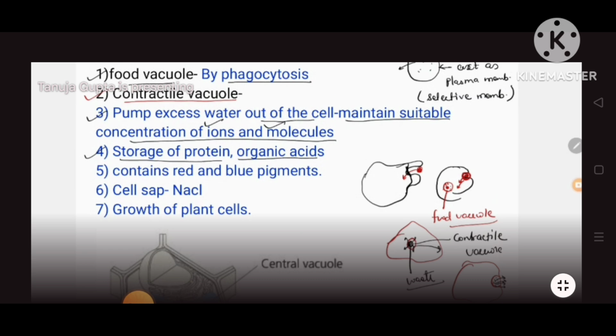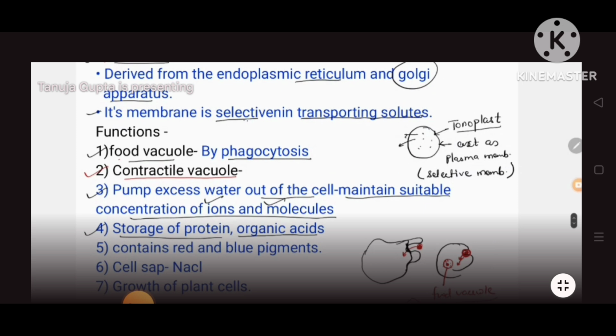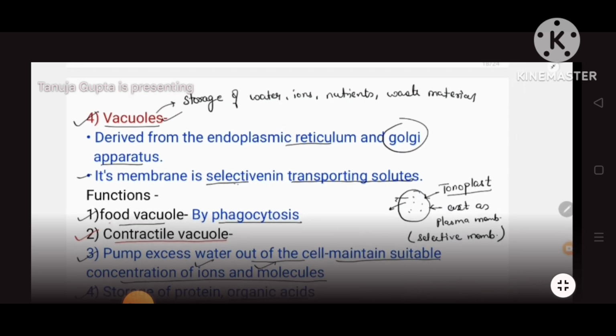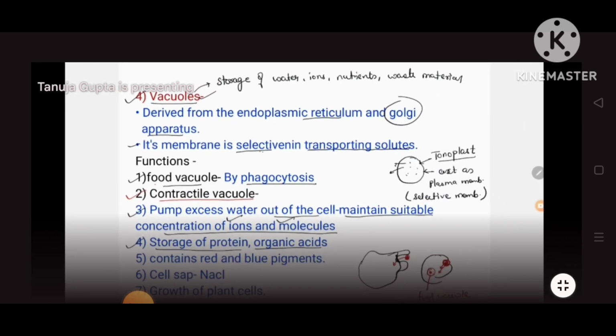So basically, if I say what is the exact function of the vacuole, its main function is the storage of water, ions, nutrients, as well as waste material. So all these things are kept inside. If water is in excess amount in the cell, it is stored inside the vacuole.